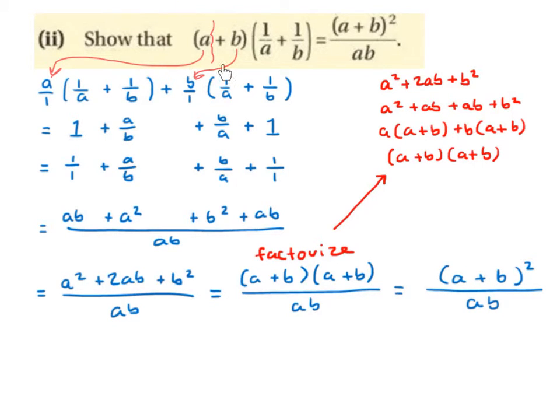Then b over 1 times 1 over a, b by 1 you get b, 1 by a you get a. And then b over 1 multiplied by 1 over b, again multiplying a fraction by its reciprocal, you get 1.